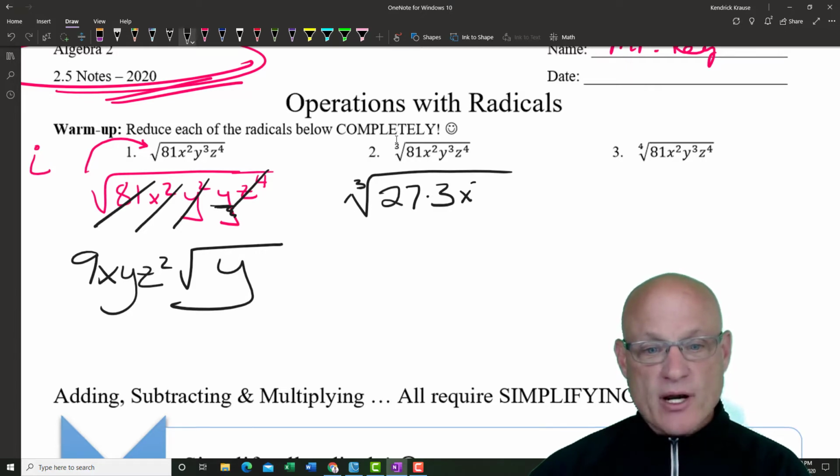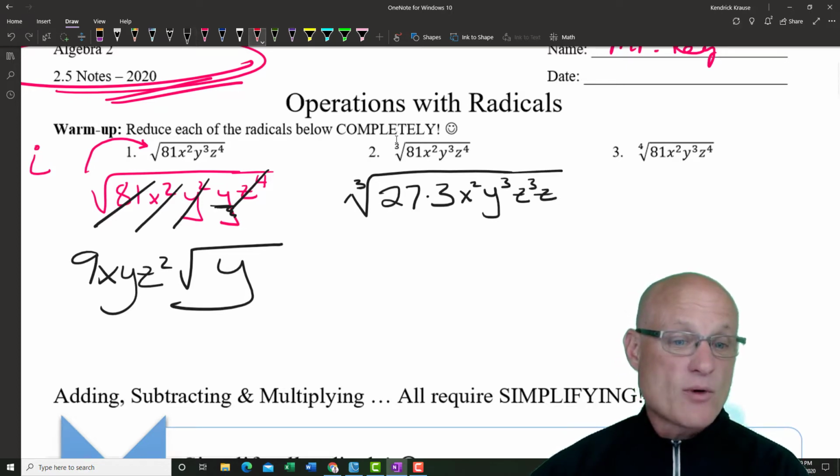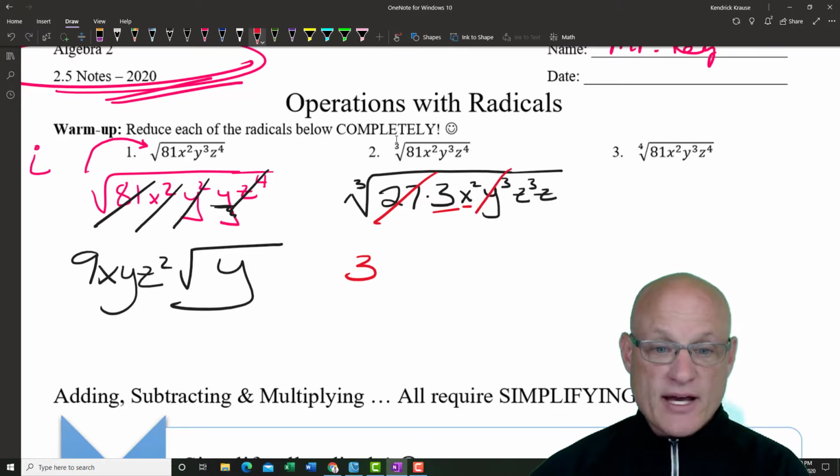Can't do anything with x squared because you have to write it as a multiple of 3, but we can't. Y cubed is already a multiple of 3, so we'll just leave that. And then z to the 4th, we're going to write as z cubed times z. So we want it as a multiple of 3, and then the leftover. Cube root of 27 is 3. Can't do anything with this. Can't do anything with this. Cube root of y cubed is y. Cube root of z cubed is z. And then the cube root of 3x squared z.